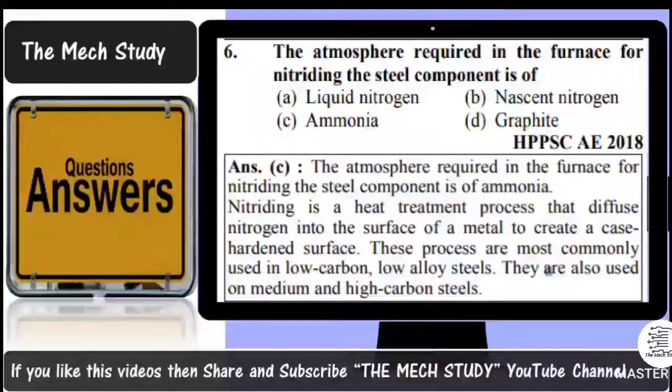the atmosphere required in a furnace for nitriding of steel components is: liquid nitrogen and nascent nitrogen, ammonia, and graphite. You are also aware that ammonia is used in nitriding of steel components. It also appears, I think, in the material science paper. So this is a very simple question. You just read the options and answer based on it.